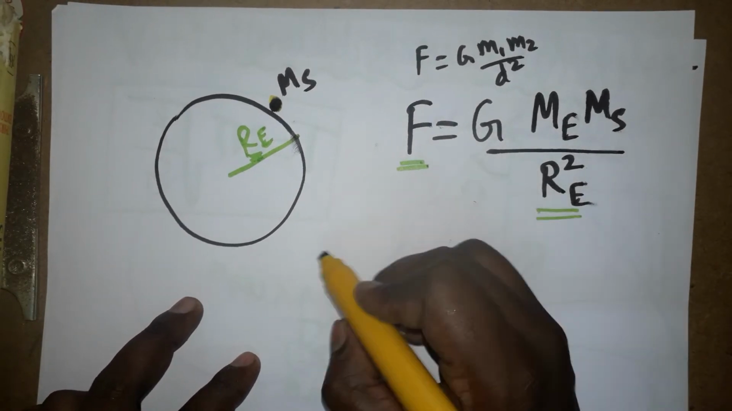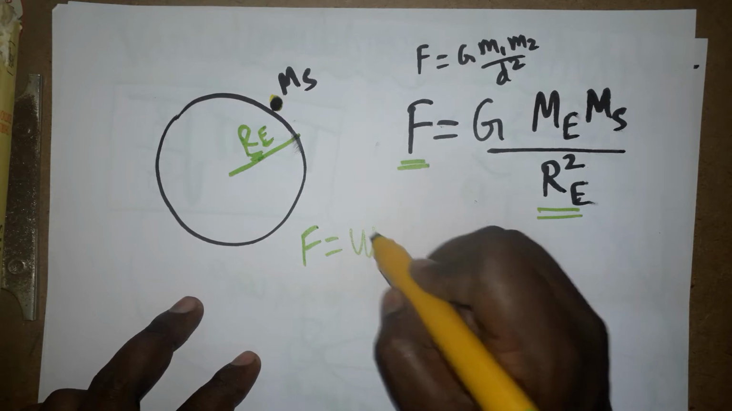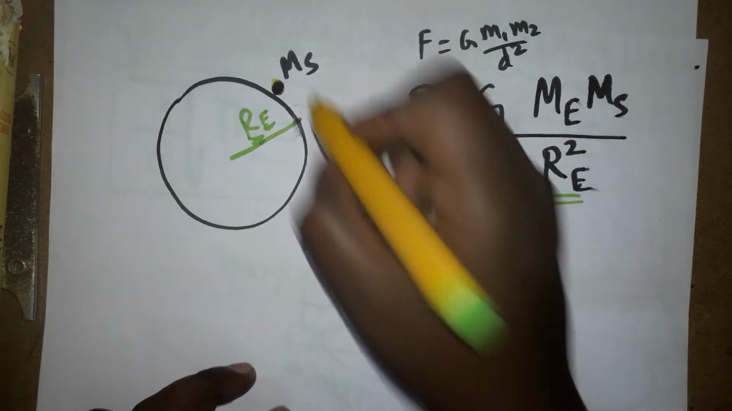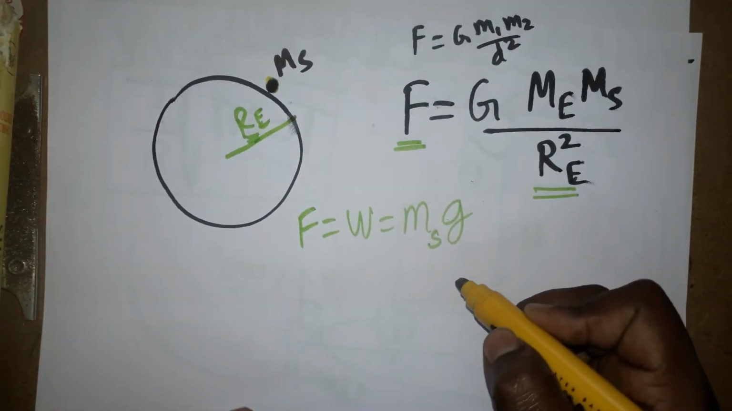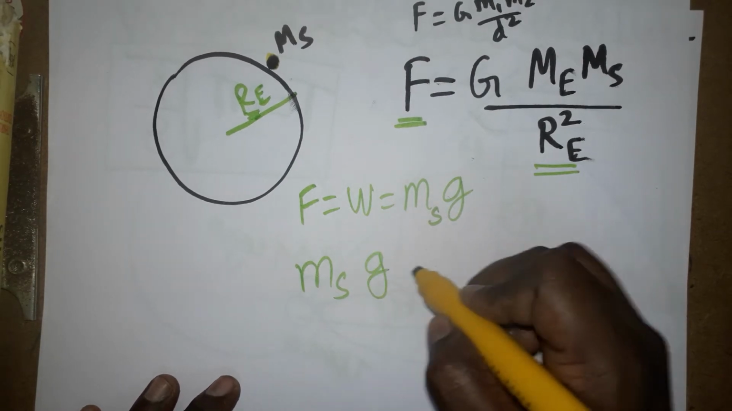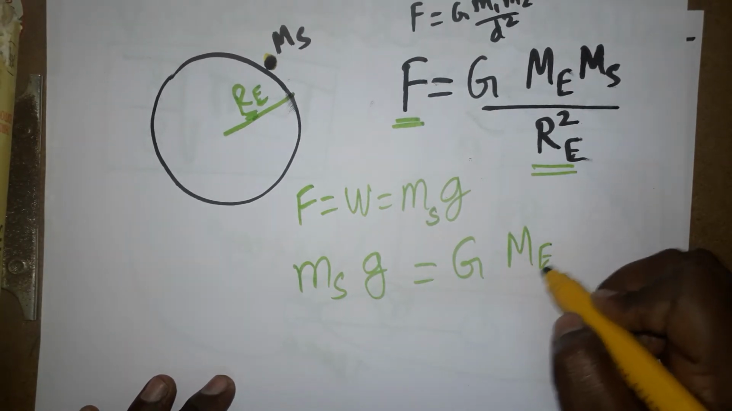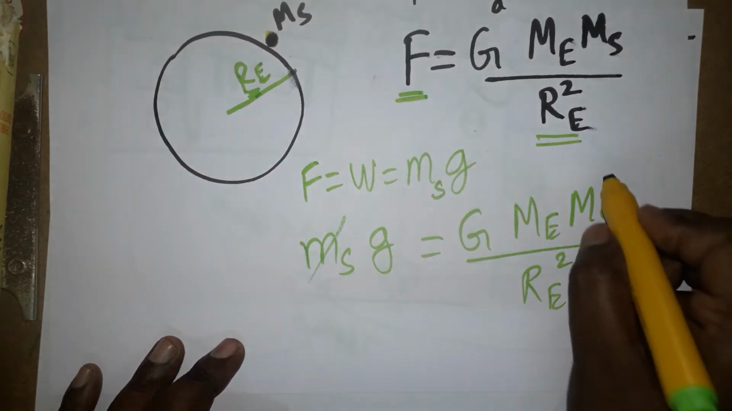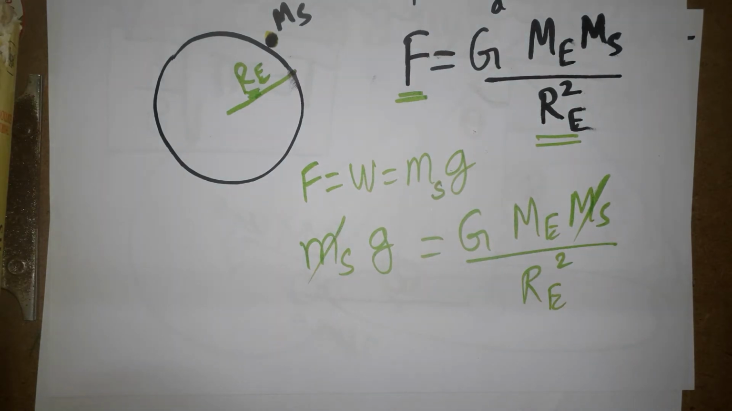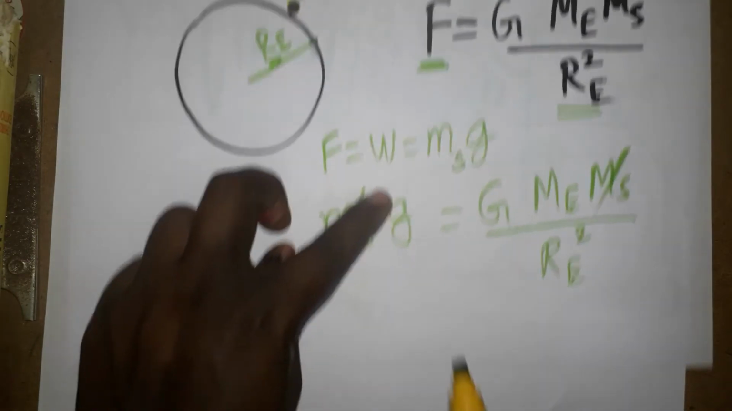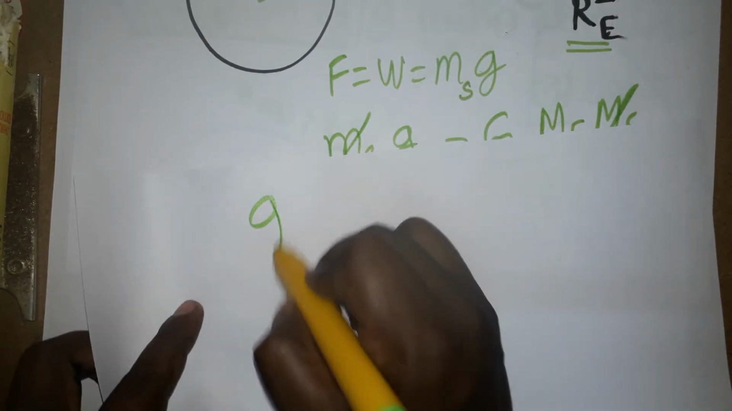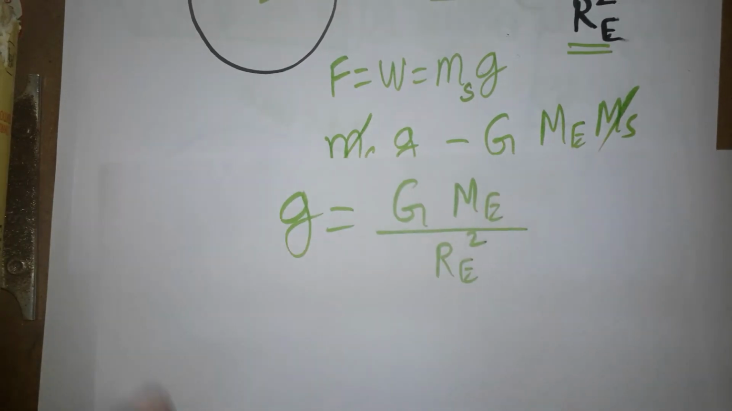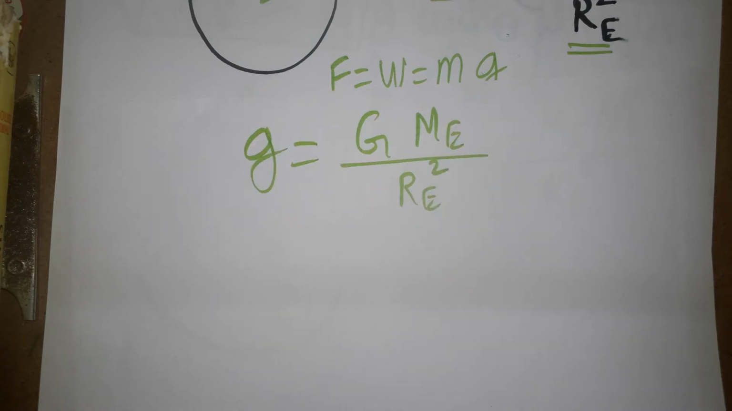Now force is equal to weight here. Weight is equal to mass into gravity, where the mass is the small mass of the satellite or apple. So mass of the satellite times gravity is equal to G times mass of the earth times mass of the satellite divided by the radius of the earth squared. The mass of the satellite gets cancelled. This is the situation on the surface of the earth, so small g is equal to capital G times the mass of the earth divided by the radius of the earth squared. This is equation 1.